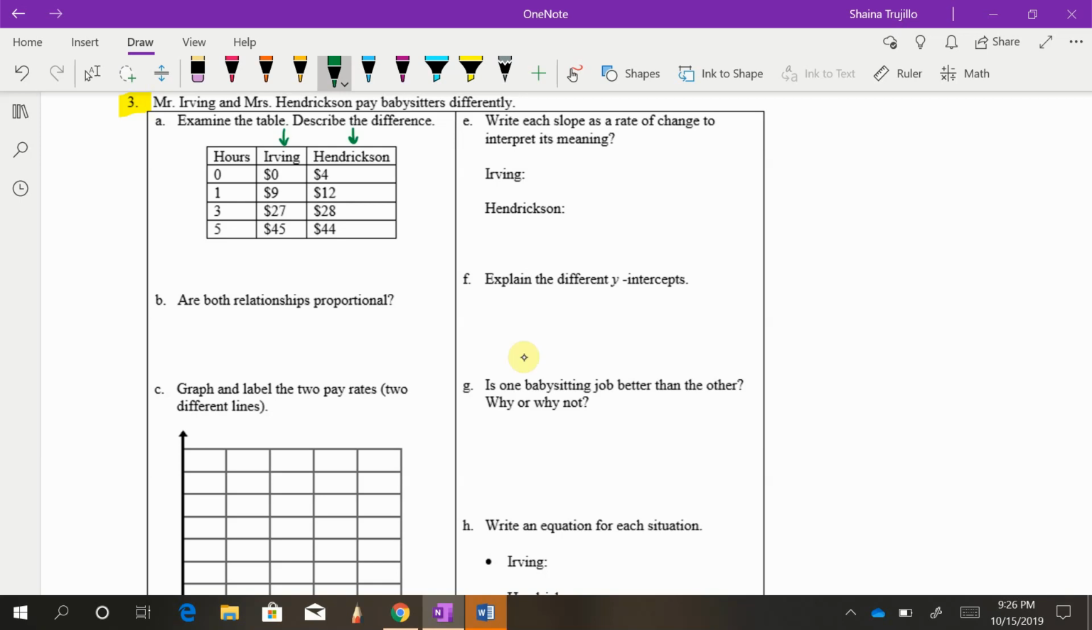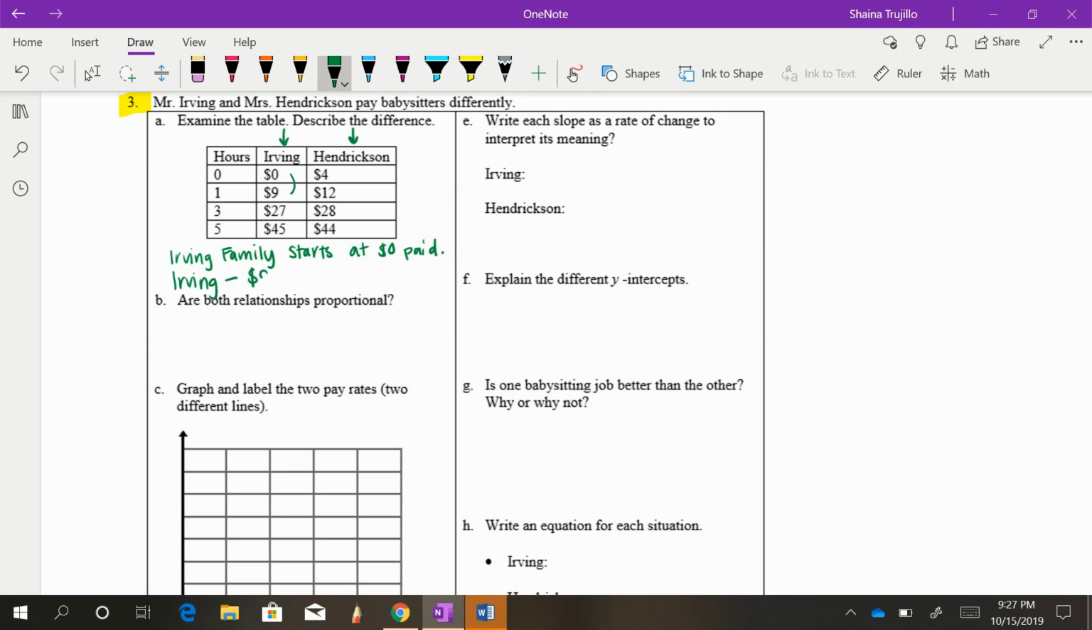So I don't care how you describe it, but you could say, Irving family starts at $0 paid. You could talk about how the Hendrickson family starts at $4 paid. Okay, you could also talk about, oh, hey, for every 1 hour that they work, they get paid $9 at the Irving house.